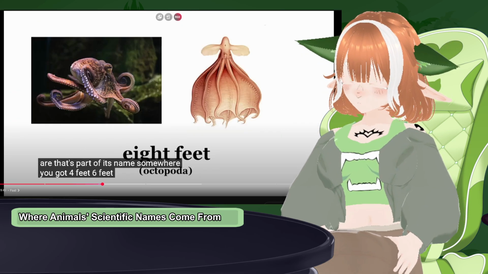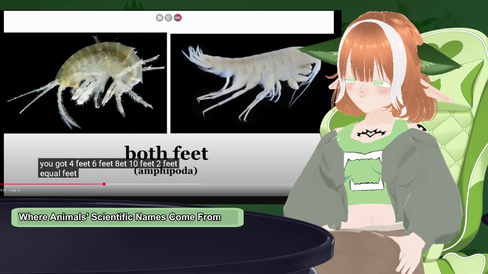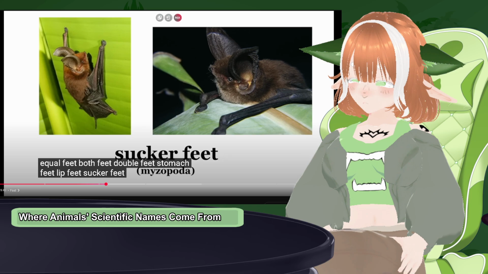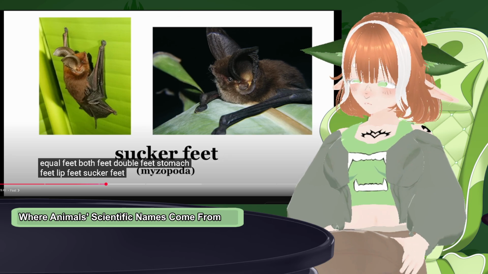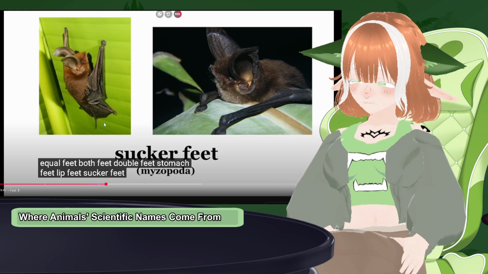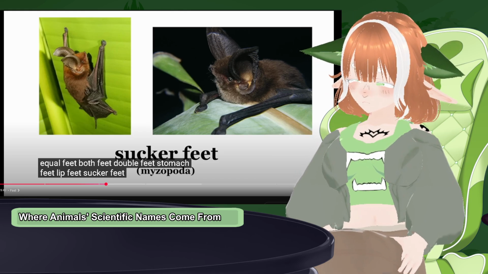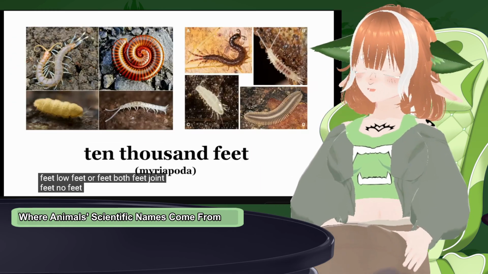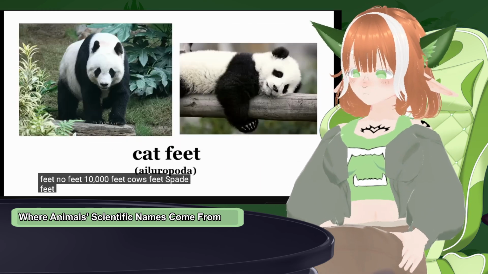What, wait, what am I called? 10 feet, 2 feet, equal feet, both feet, double feet, stomach feet, lip feet, sucker feet. My Zopata? My Zopata. That's me right there. I'm a bat. Feet, wing feet, big feet, slow feet, or feet, both feet, joint feet, no feet, 10,000 feet, cow's feet, spade feet, cat feet, small feet.